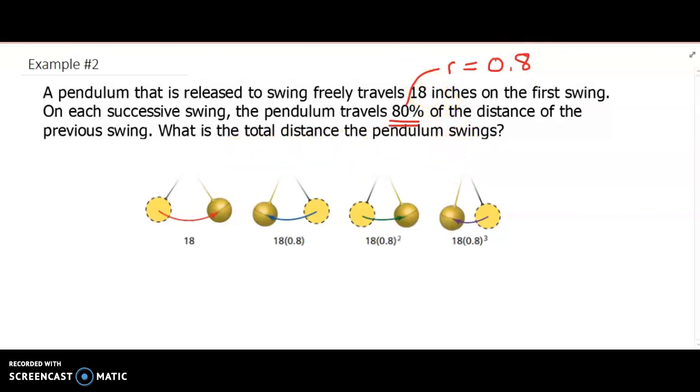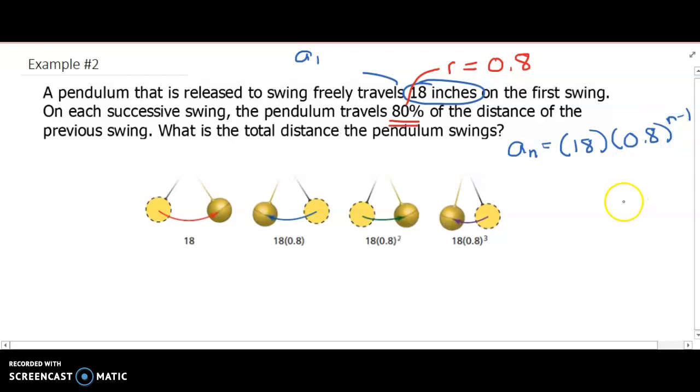Okay, now it tells us that the first swing it travels 18 inches. So this is our a1. To set a rule if I wanted to, it'd be a1 times 0.8 to the n minus 1. That would be our rule. Now we want to find the distance on each side. We want to find the total distance the pendulum swings.